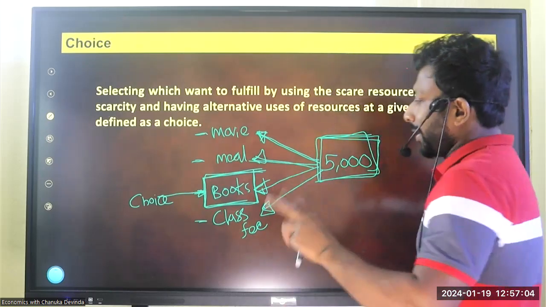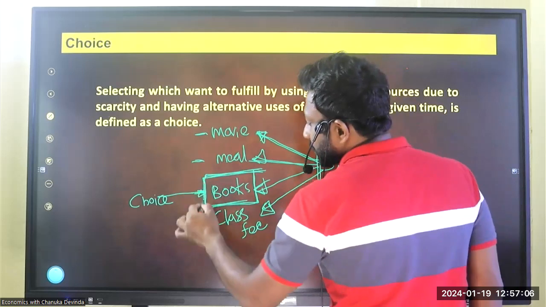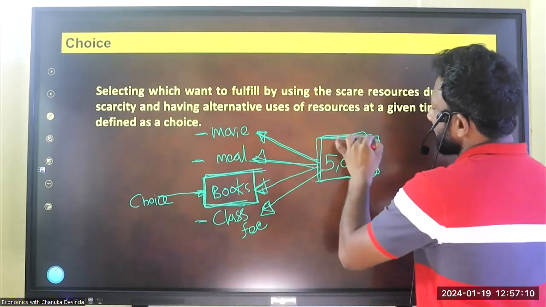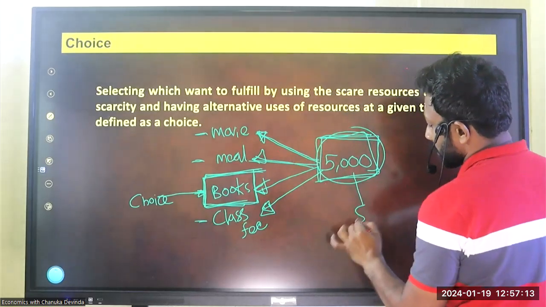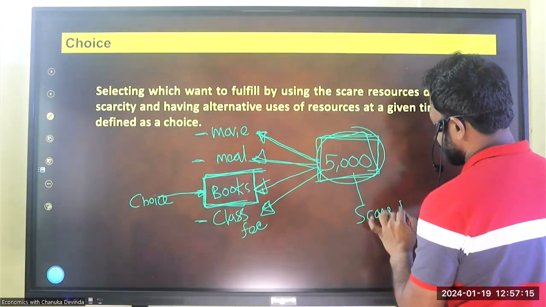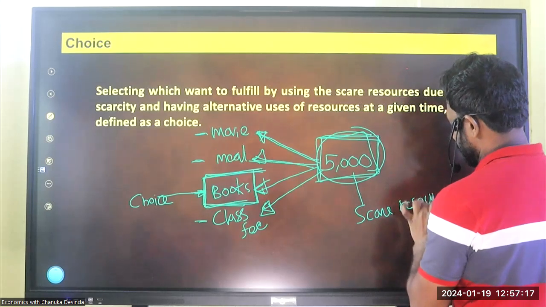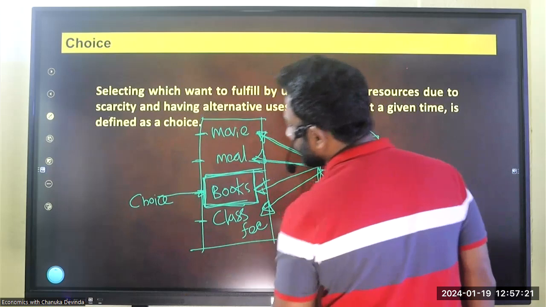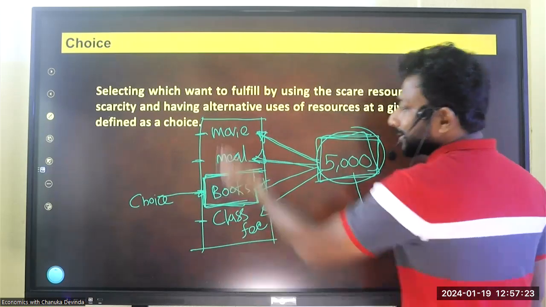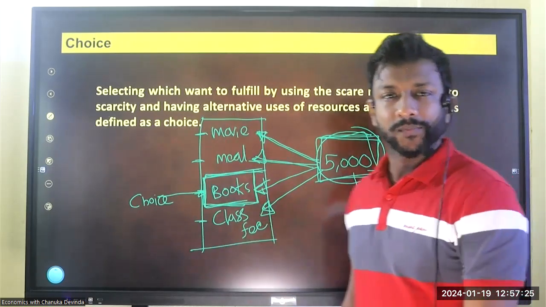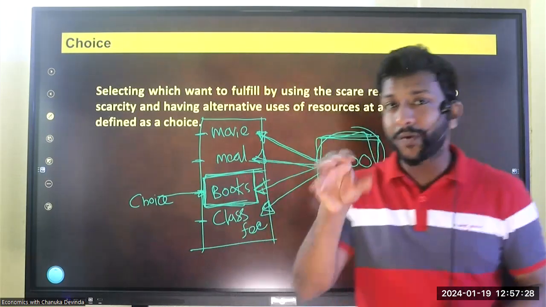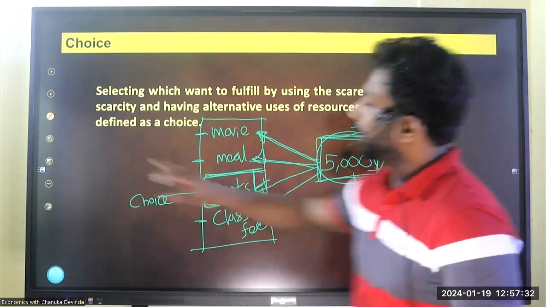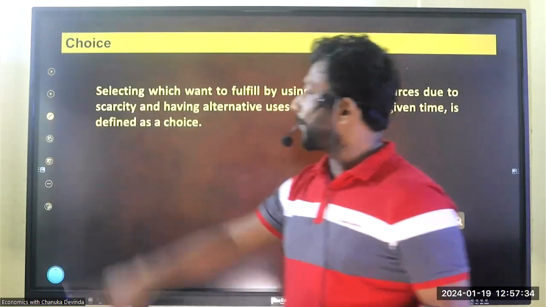But if there is, why does choice arise? Because of scarce resources. First one, scarce resources. And second one, scarce resources have alternative uses. There are so many alternative uses, right? That's why scarcity, that's why choice arises, right?